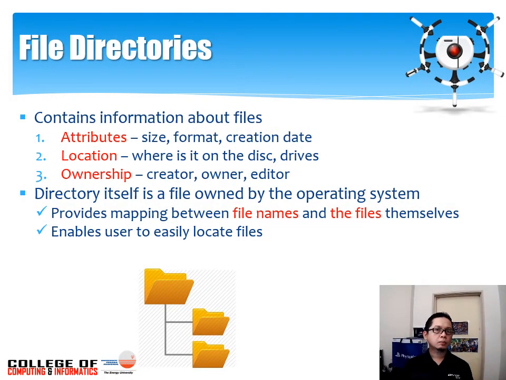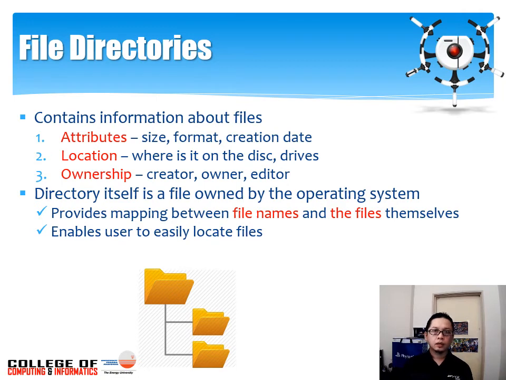And when talking about files, we almost certainly will link files to the directory attributes. Basically, this information about the files is contained in the directory. Usually, in the directory, we have information such as the attributes, which are the size, format, and creation date of a file, the location of the file, which is where it is located on the disk drive, and the ownership, who has written the file, who is the creator and owner of the file.